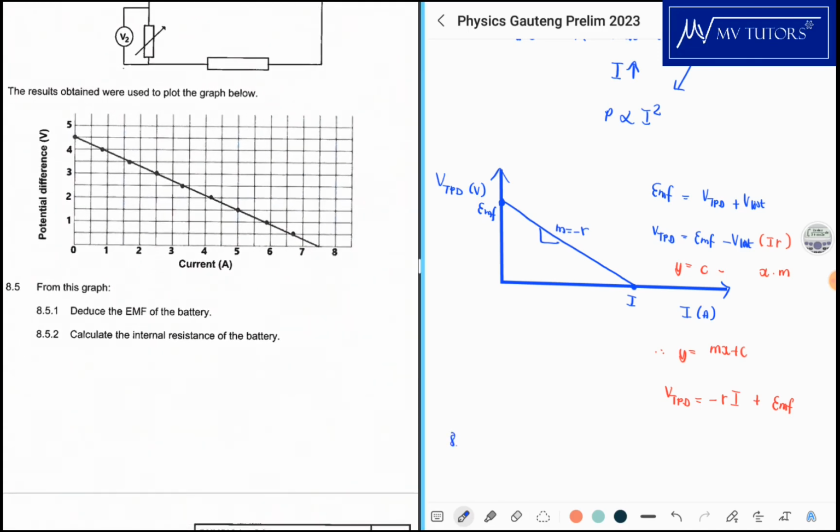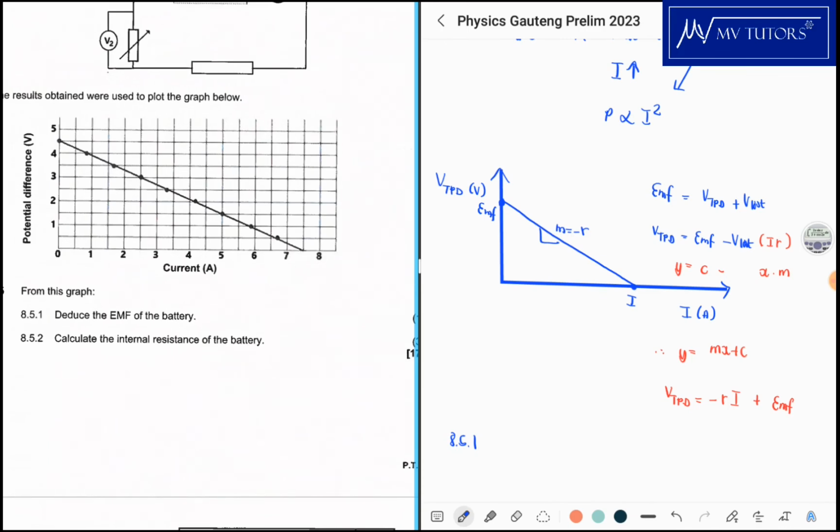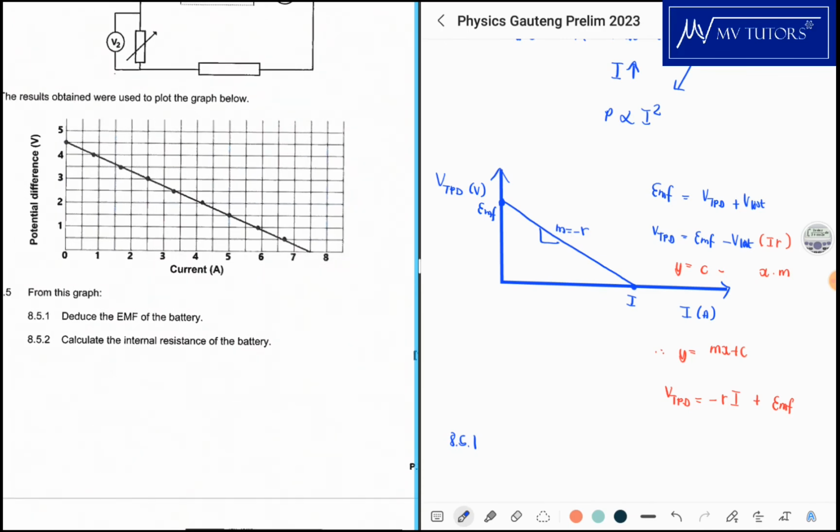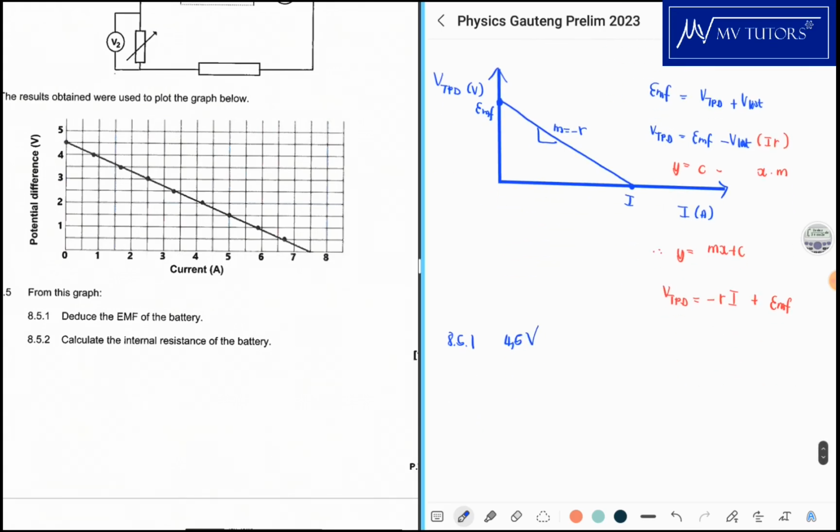So for 8.5.1, from this graph, deduce the EMF of the battery. You can see it's only one mark because it's something that you can read off, and we can see it's the y-intercept, and in this case we get 4.5. I hope that it's clear. So it's 4.5 volts. And then 8.5.2, calculate the internal resistance of the battery.